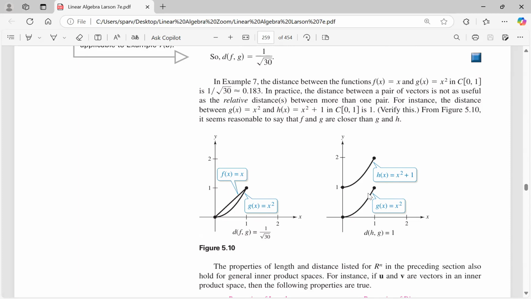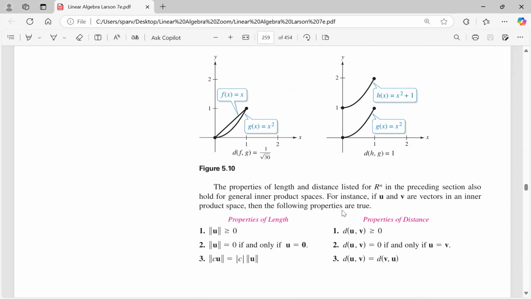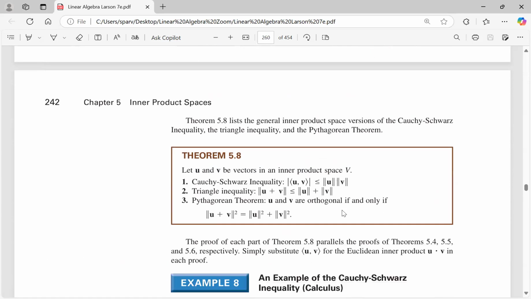So we're trying to make lemonade out of lemons, if you will, because it doesn't make sense to interpret the distance between two functions. So this is our best attempt to shed some light on what we mean by distance between functions. All right.